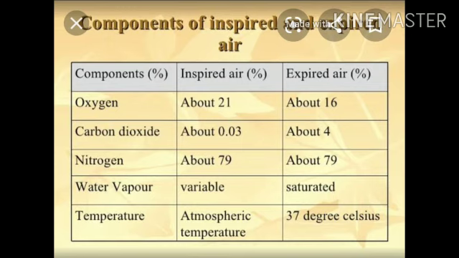Breathing movements are controlled by the respiratory center located in the medulla oblongata of the brain. The more carbon dioxide content in the blood, the faster is the breathing. Even though breathing is an involuntary action, we can consciously increase or decrease the rate and extent of breathing.